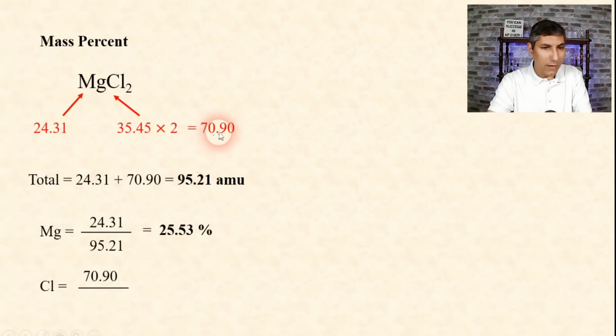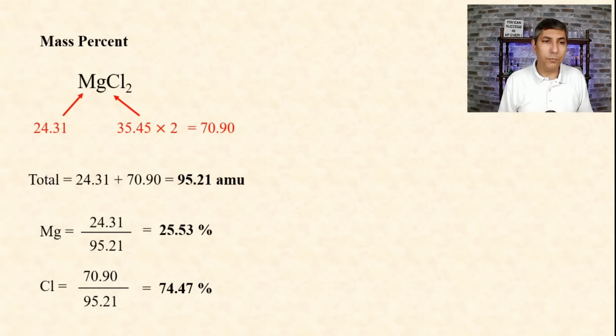And we can do the same thing for chlorine. We just take the 70.90 and divide that by the total, 95.21, and times that by 100, and you find that its percentage is about 74.47%. That's all you have to do to find the mass percent, and that works for any compound. Now let's try a different one. Let's try calcium chloride this time.